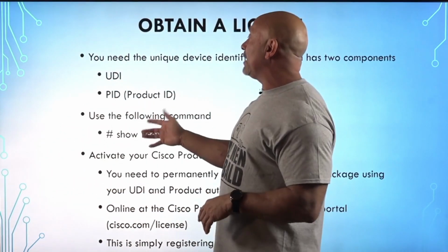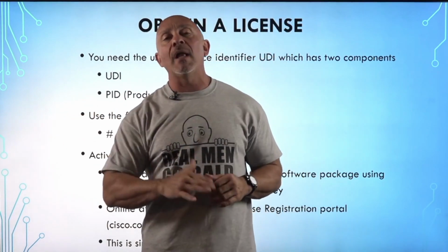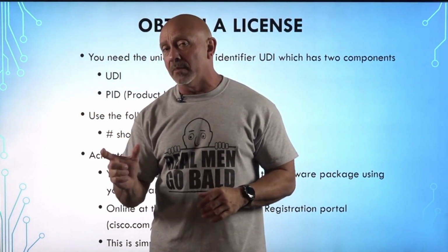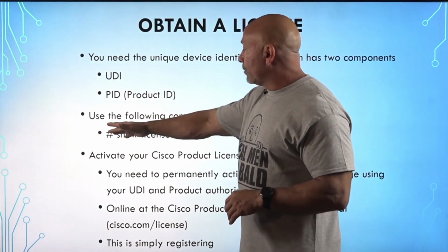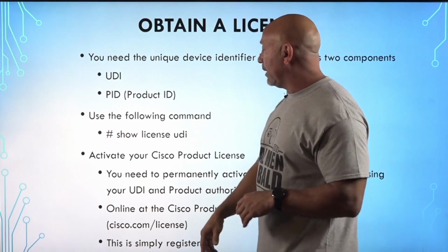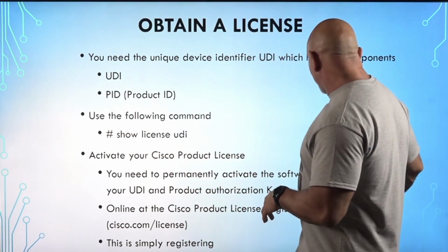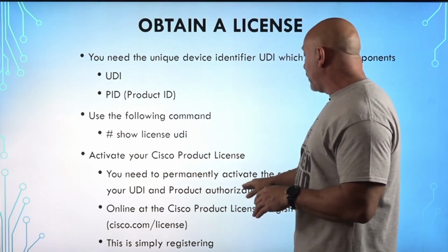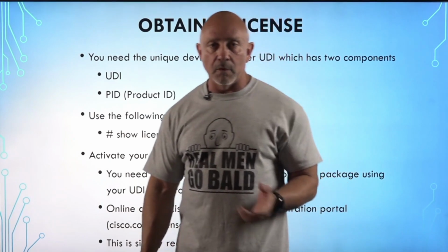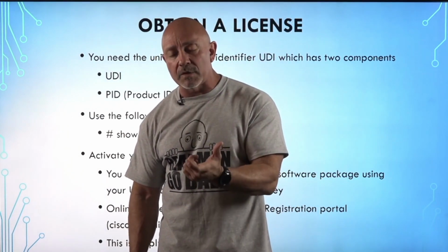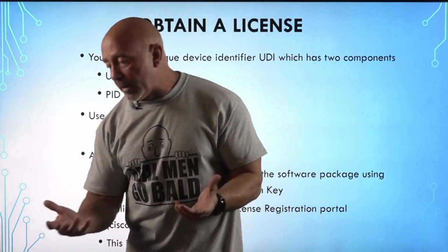Now, as far as obtaining a license, the first thing that you want to do is a show license UDI. Show license UDI. You need that UDI number, and the product ID. Well, here it is. Show license UDI. Then you activate your Cisco product license, and you need to permanently activate the software package using your UDI and the product authorization key. And again, you go to cisco.com/license and just register. So with whatever product ID and registration ID they gave you, you should be able to register and you get those features.